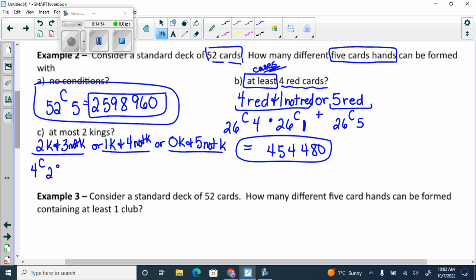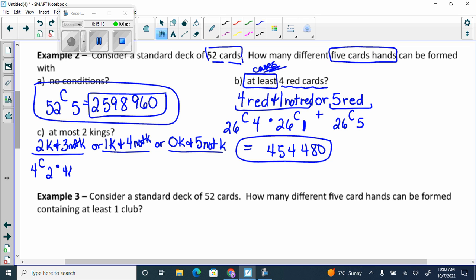52 minus 4 is 48. You take all the kings off, right? So you take the whole deck, which is 52. You take the kings, you're like, not today. And you go 52 minus 4, and you get 48. So these two numbers should always add up to the total.